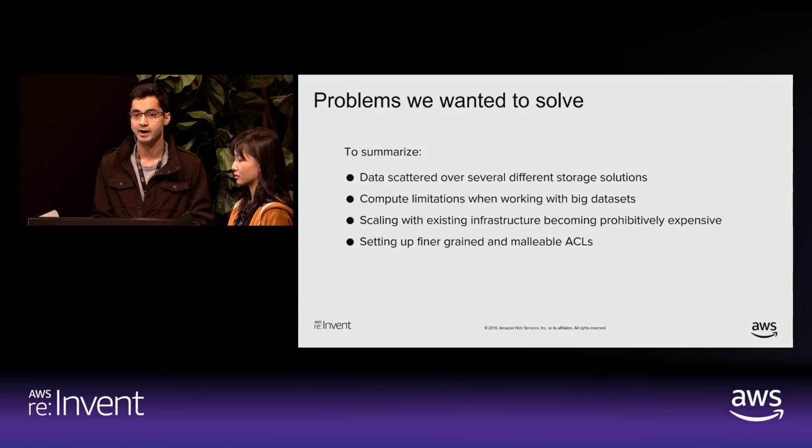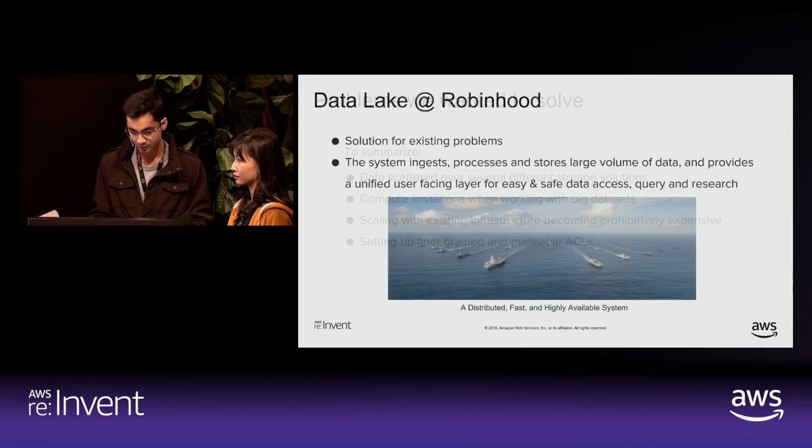We also wanted to get finer-grained ACLs that were not only easy to set up, but easy to manage as we moved forward, as we created new divisions within the company and created new access levels that we wanted for our different users. So the data lake at Robinhood solves a lot of these problems to varying degrees.